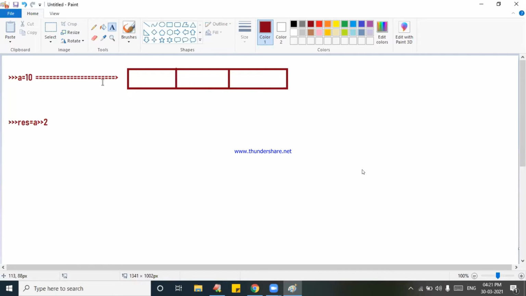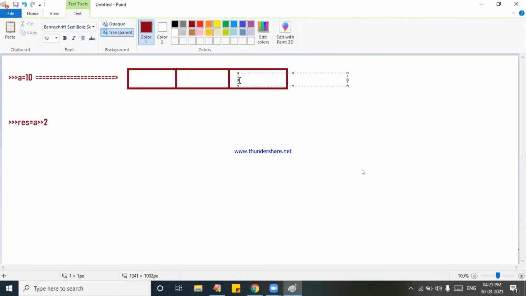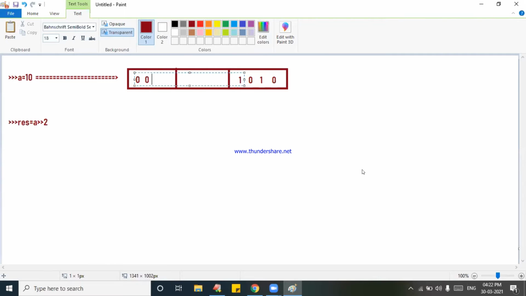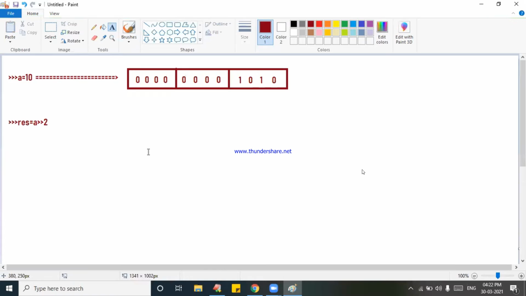Now what is the value of 10? 1 0 1 0 is the binary representation of the value. And here I will write 0 0 0 0, and here also I will write 0 0 0 0. This is a number.